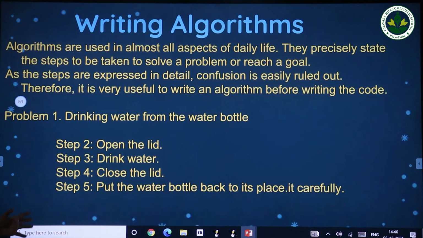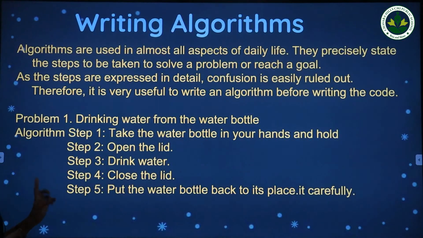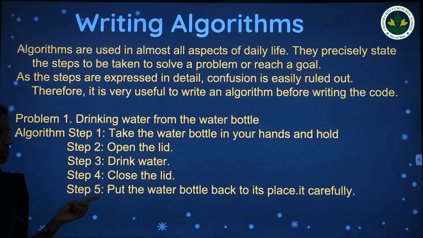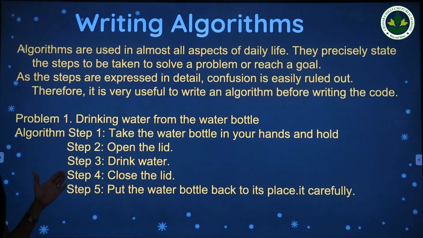A simple algorithm related to our daily life: our goal is drinking water from the water bottle. Step 1: take the water bottle in your hand and hold. Step 2: open the lid of the bottle. Step 3: drink water. Step 4: close the lid. Step 5: put the water bottle back to its place carefully. So this is a simple algorithm written for drinking water from the water bottle.